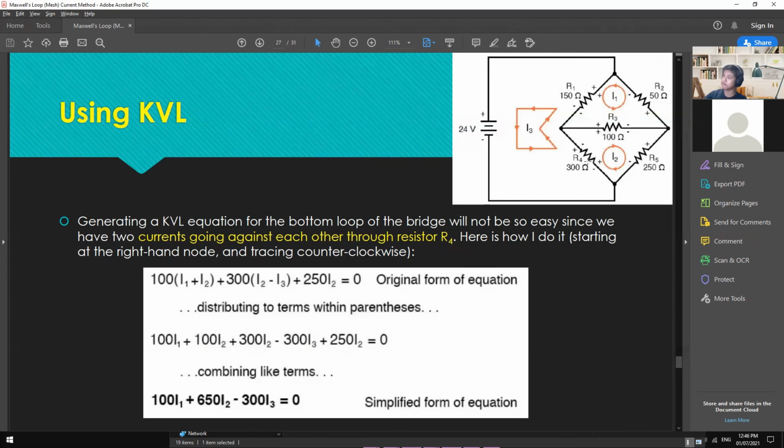So positive 100, okay, for the R3, multiplied to the I2 plus I1. So that's it for the second equation. And then we have here positive 300 multiplied to I2 minus I3. So why minus? Since again, we have a contradicting flow of current. So we have negative positive and then positive negative. And then in here we have positive R5, which is 250 times I sub 2.